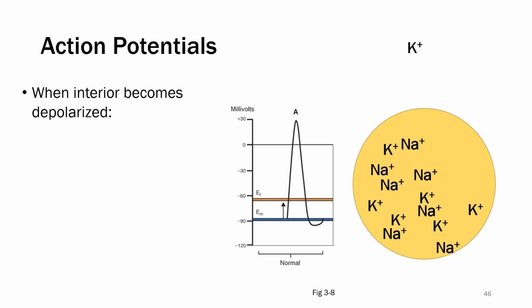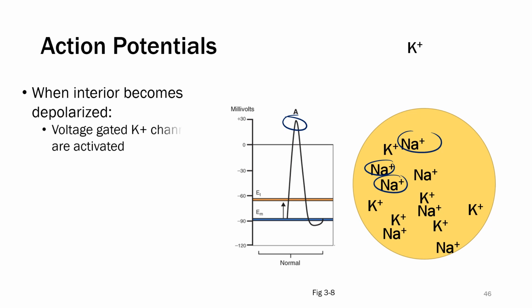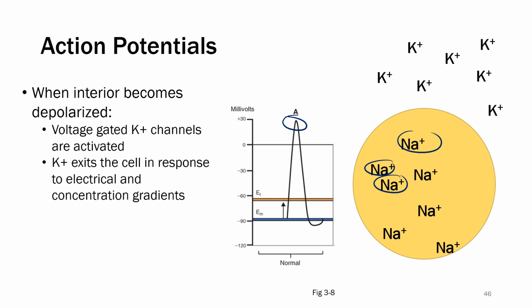When the interior becomes depolarized, so we saw that now this sodium's inside the cell. So we're at the depolarization stage up here. When that cell becomes depolarized, voltage-gated potassium channels are activated. Potassium then exits the cell in response to the electrical and concentration gradients. And the electrical gradient, because it wants to move away from like charge, it got positive in here. So that means potassium's like, I'm out of here. I'm going out here. And then that's repolarization here.